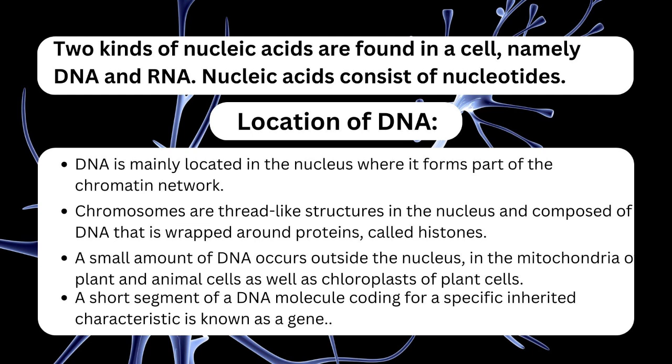Location of DNA. DNA is mainly located in the nucleus where it forms part of the chromatin network. Chromosomes are thread-like structures in the nucleus and composed of DNA that is wrapped around proteins, called histones. A small amount of DNA occurs outside the nucleus, in the mitochondria of plant and animal cells as well as chloroplasts of plant cells. A short segment of a DNA molecule coding for a specific inherited characteristic is known as a gene.